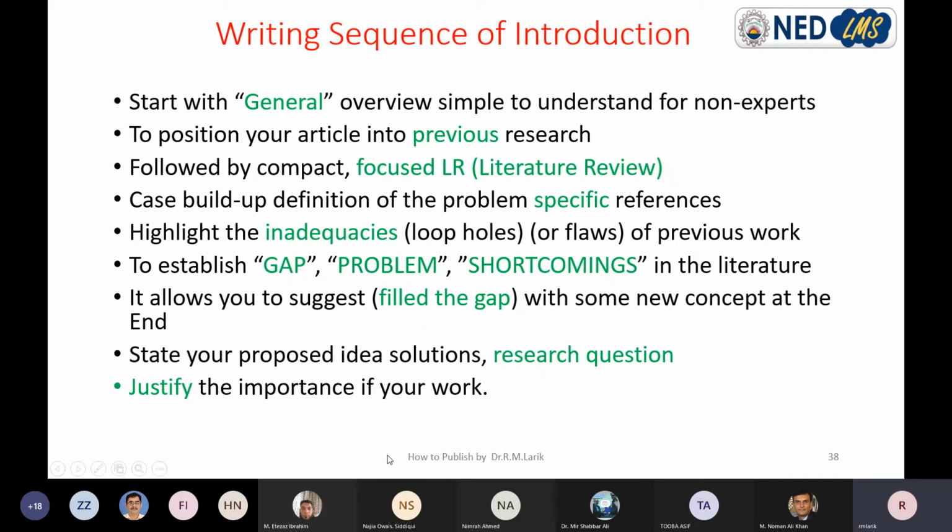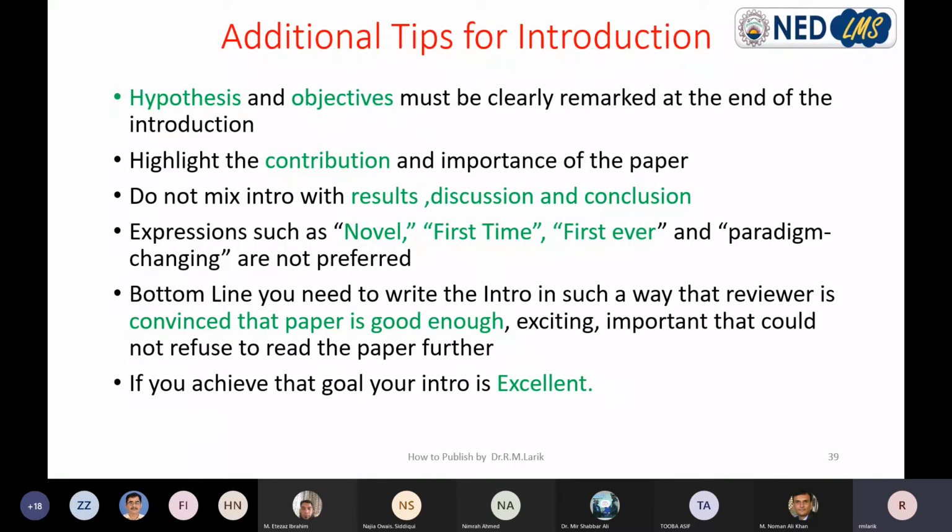Case build-up: the problem definition, the specific references, highlighting the inadequacies, the loopholes, the flaws, the gap, the problem, the shortcomings, right? And suggest how to fill the gap, meaning how you overcome these shortcomings or the gap or the problems with the previous ones, with your own method and your own idea. Then state and propose the idea, solution, research question, and justify that if your work can be improved by so and so, that is future directions as well. These are additional tips for the intro: hypothesis and objectives, very important. Then you need to highlight the contribution.